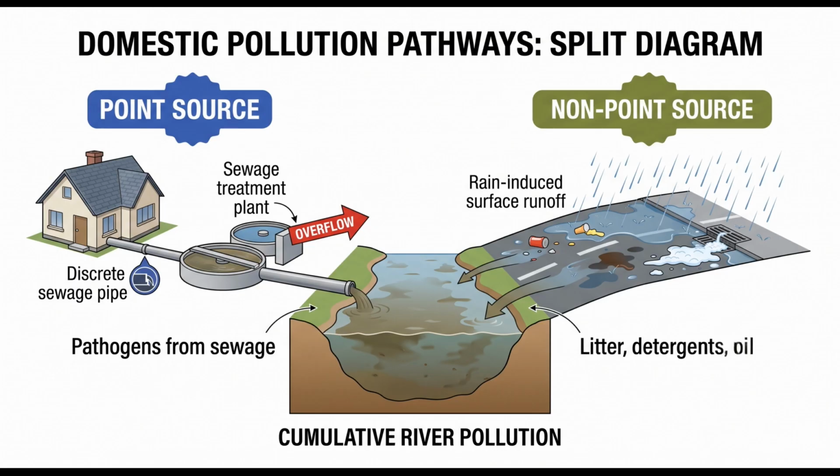Key pollutants from domestic sources: pathogens, disease-causing bacteria and viruses from sewage, which contaminate drinking water and cause illness; detergents, which reduce dissolved oxygen; and plastics and litter, which physically trap and harm aquatic animals. Management: investment in sewage treatment infrastructure, public education and community cleanup campaigns, and fines for littering or dumping into drains.